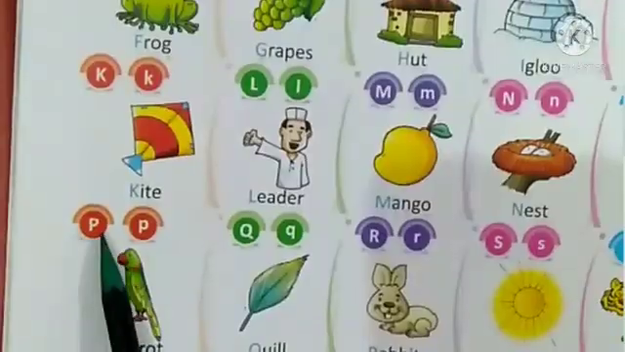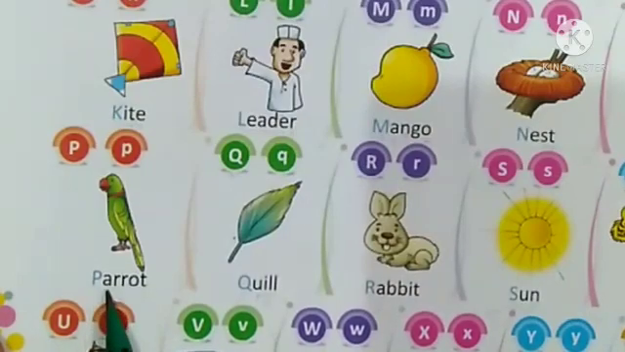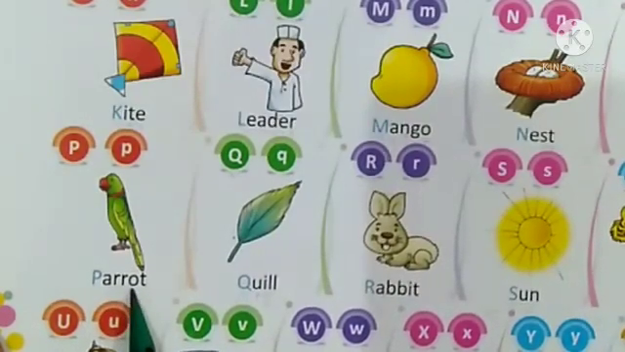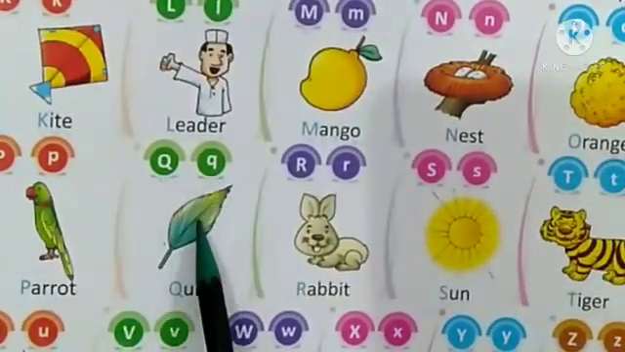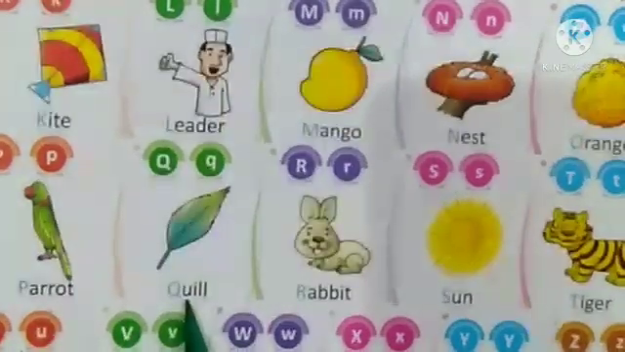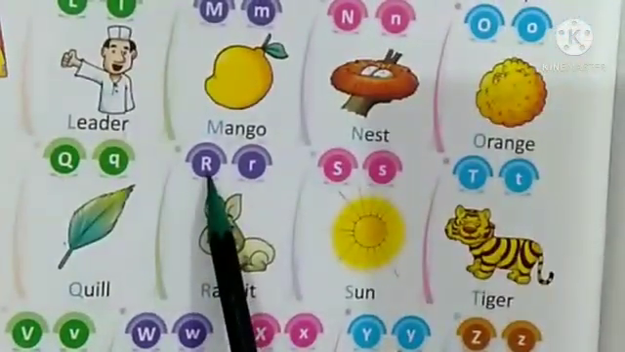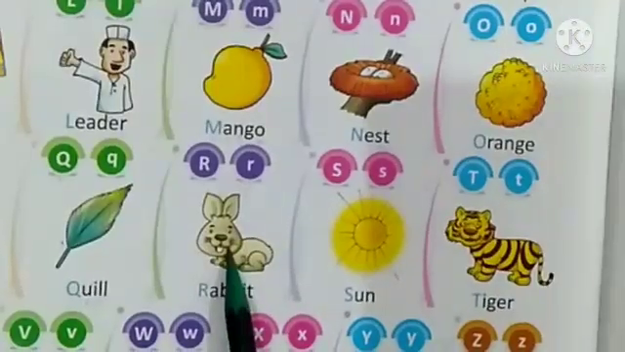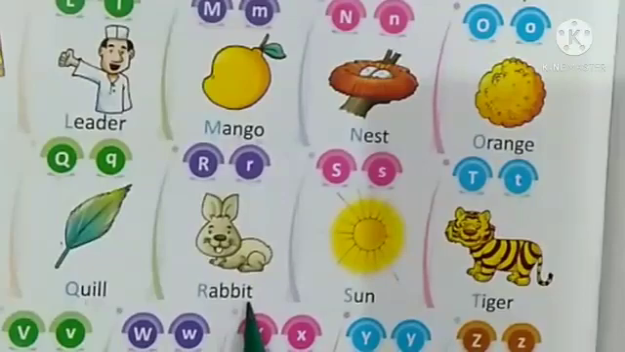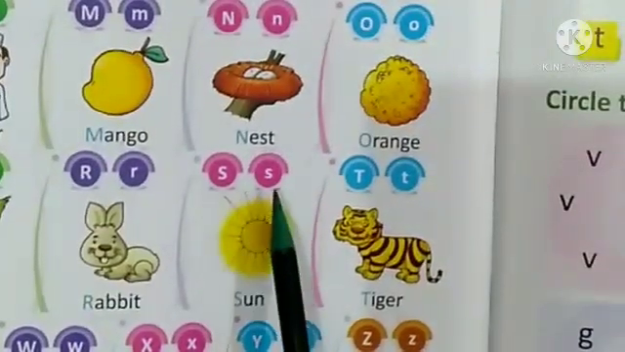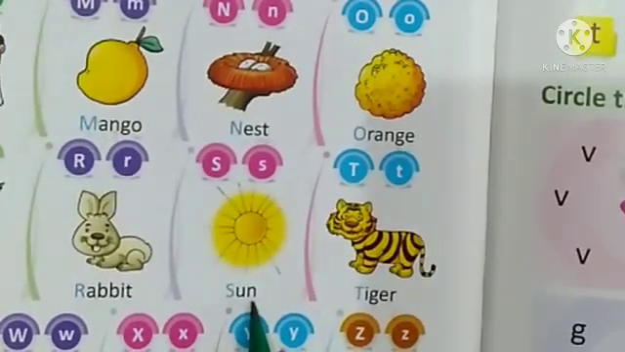P, this is capital P, and this is small p. P for parrot. P A R R O T, parrot. Q, capital Q, and small q. Q for quill. Q U I L L, quill. R, capital R, and this is small r. R for rabbit. R A B B I T, rabbit. S, capital S, and this is small s. S for sun. S U N, sun.